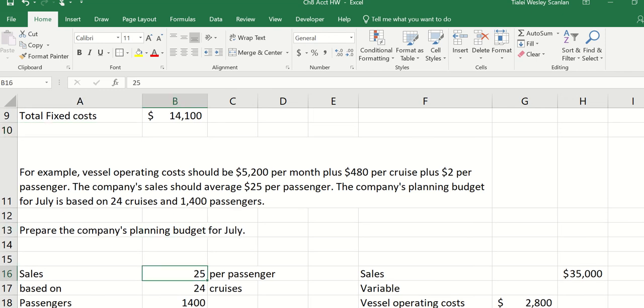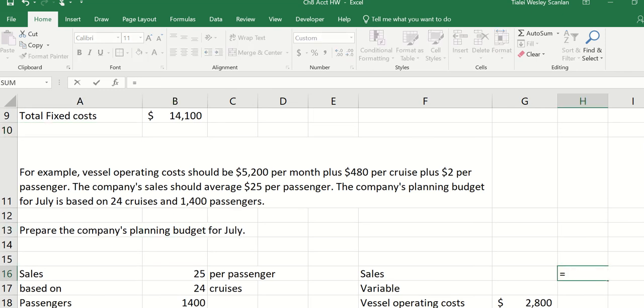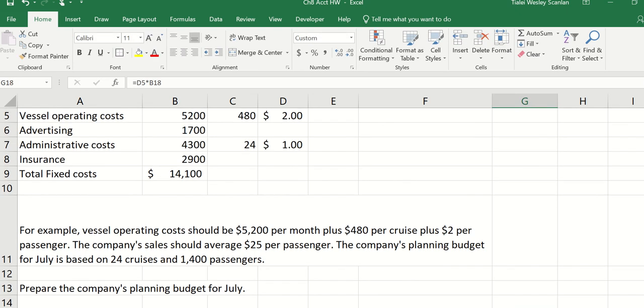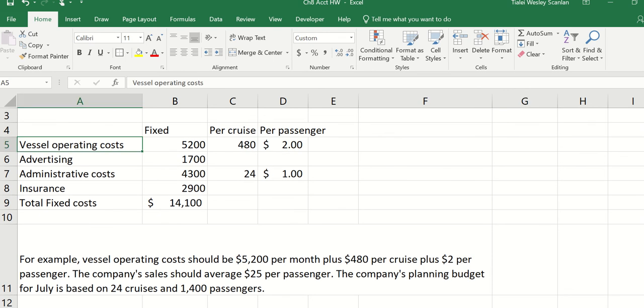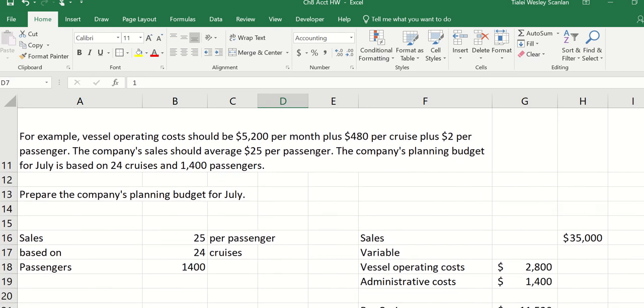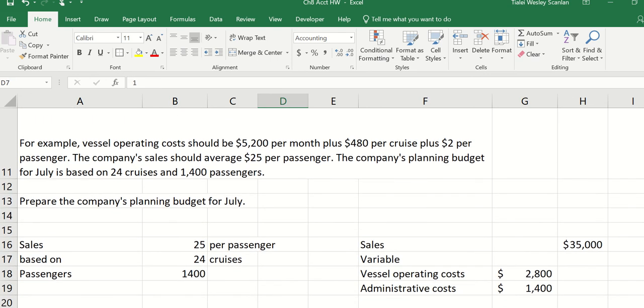So $25 per customer. I would do $25, and there's 1,400 passengers, $35,000. The variable expenses, remember the vessel operation was $2 per person and $1, so that would be $2 times 1,400 customers would be $2,800 and $1,400 over here, based on the passenger variable driver.